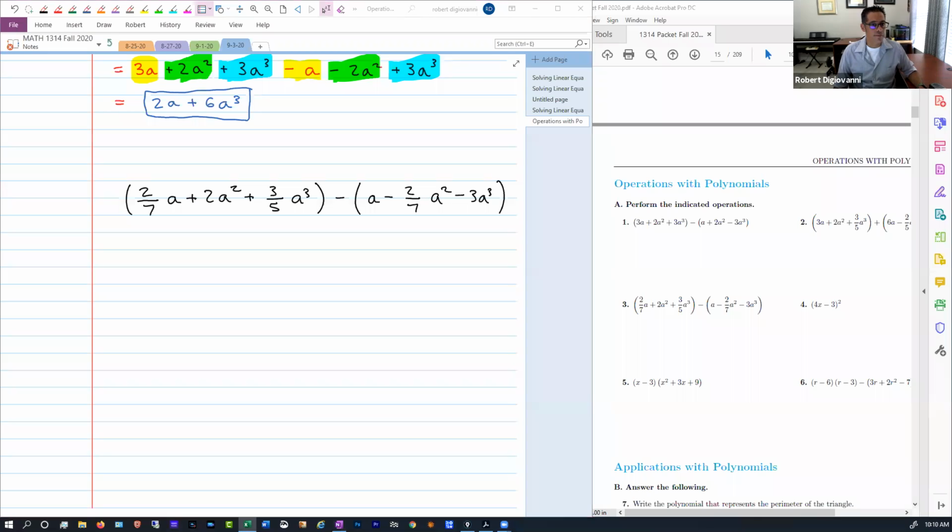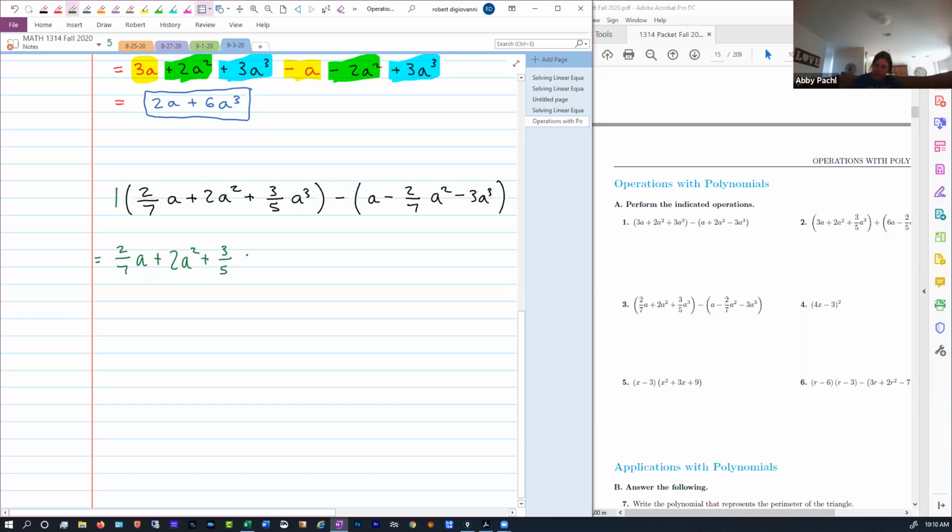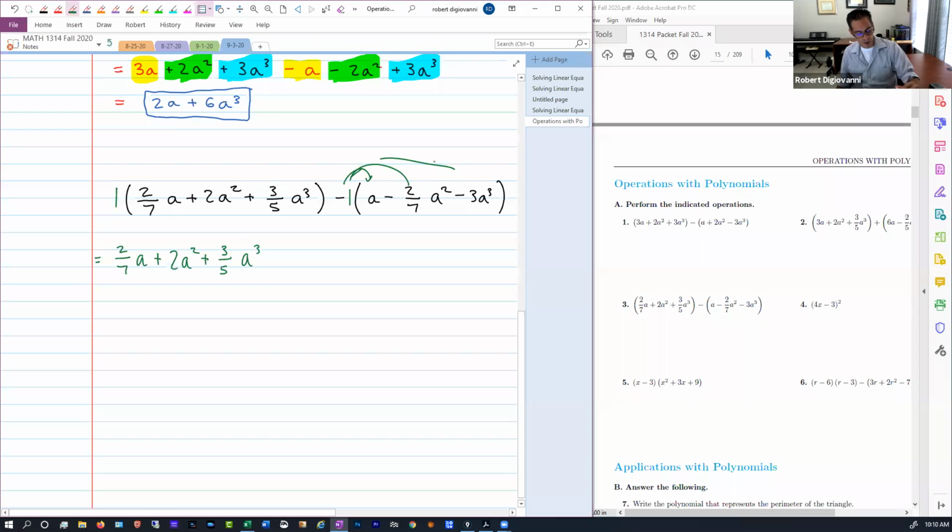Okay, so what do you want to do here? First get rid of the parentheses. Multiply everything by 1. So the first one we're going to multiply by 1, which doesn't change anything, right? And then on the second parentheses, are you going to have to change the signs, Abby? Yes, because there's a negative there. Yep, so that negative is like a -1, it goes through. I'm going to go ahead and change those signs right now. Okay, so it's going to become -a plus 2/7 a squared and plus 3a cubed.